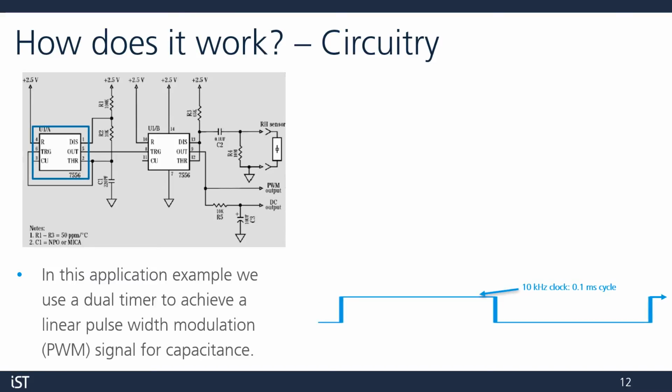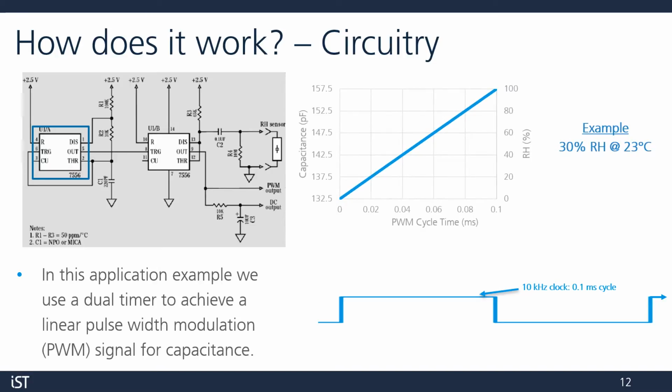In dark blue, we have our clock signal, setting the starting point for each measurement. In this case, we're using 10 kHz, which is our recommended maximum measurement frequency. The time per cycle is 0.1 milliseconds.